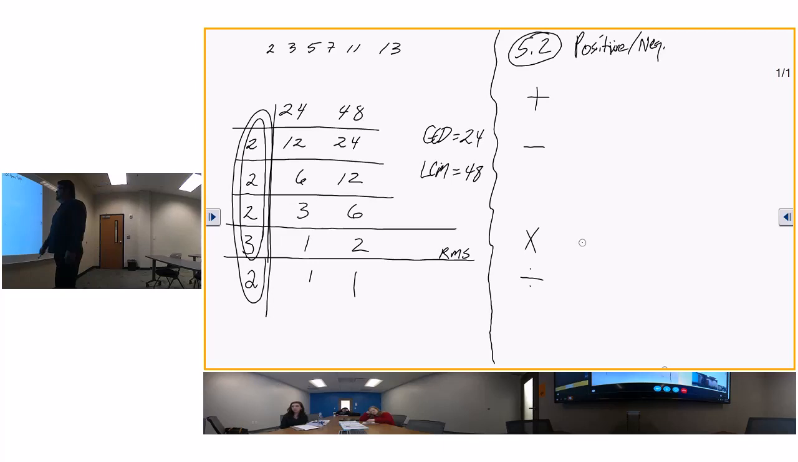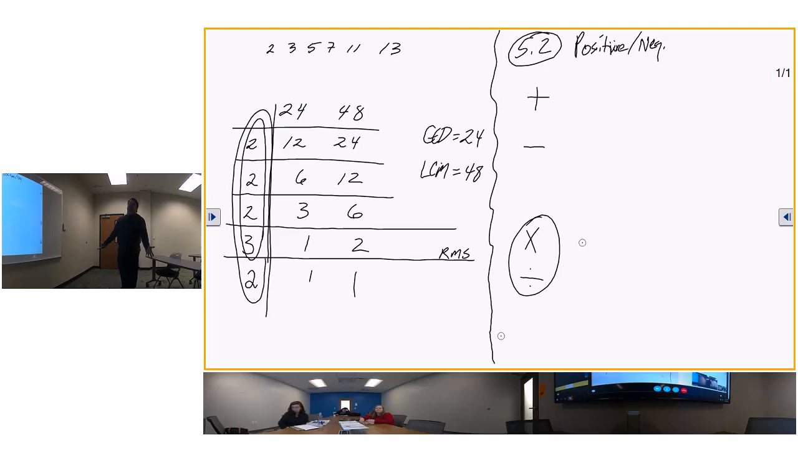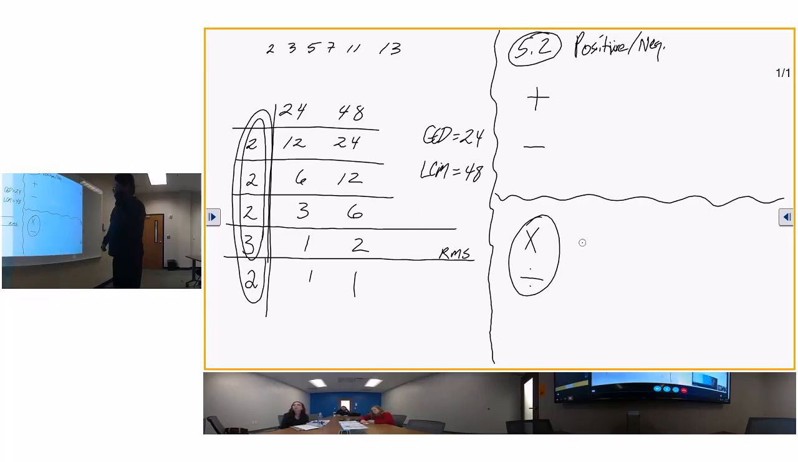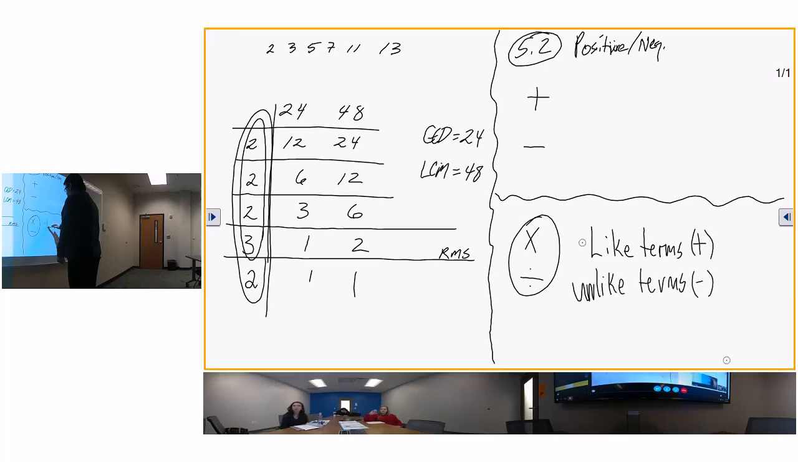Now I'm going to start off with the easy one. Why is that easy? Because you just do what it says do and you reduce the fraction. And there's no such thing as division because you multiply by the what? Reciprocal. So we're going to talk about this first. That's 5.3. Like terms are what? Like terms are positive. Unlike terms are what? Negative. Unlike terms are negative. And most of the time, y'all get that without any problems.